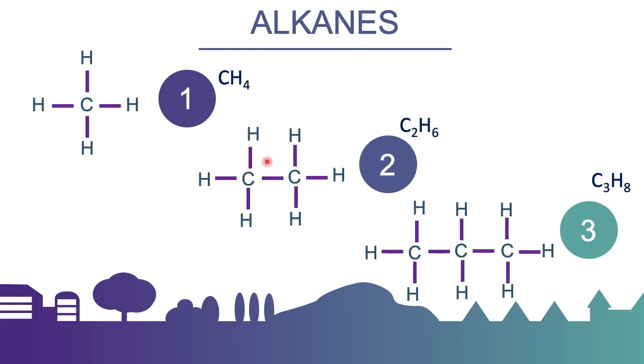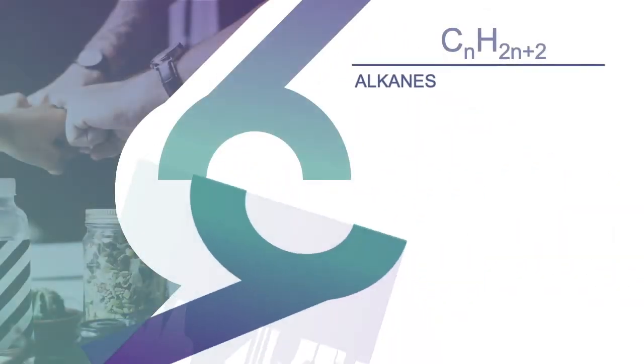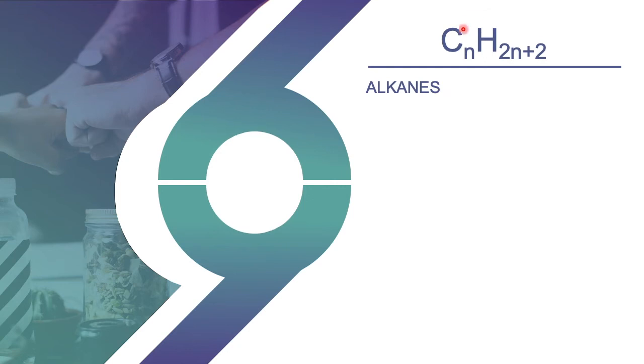So, do we have a general formula on how to write alkanes? Let's discuss that. And yes, we do. Alkanes are generally denoted by CnH2n+2, where n denotes the number of carbon atoms. Now let's see that in action.